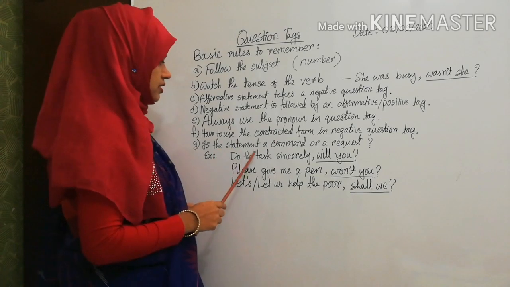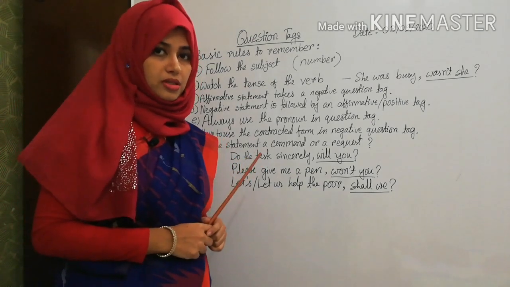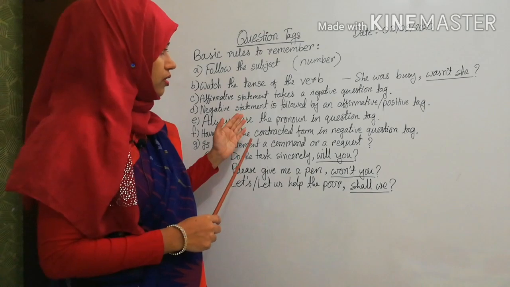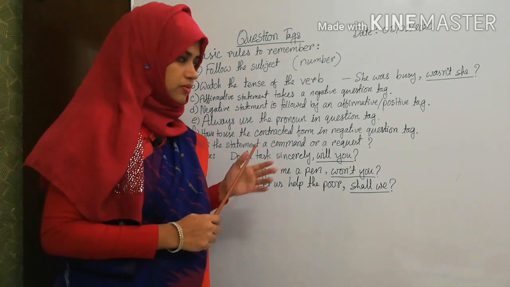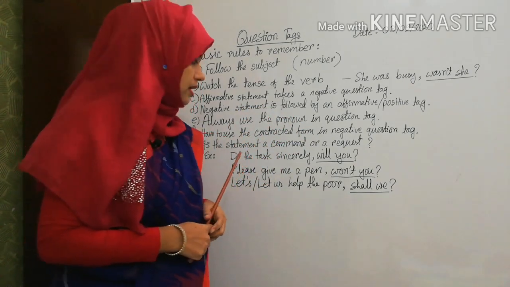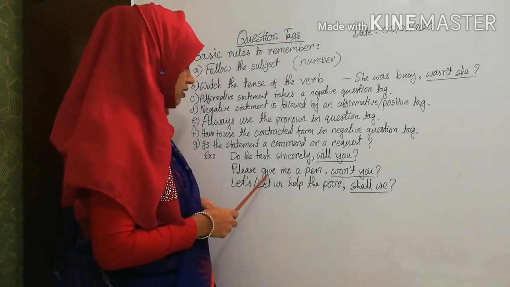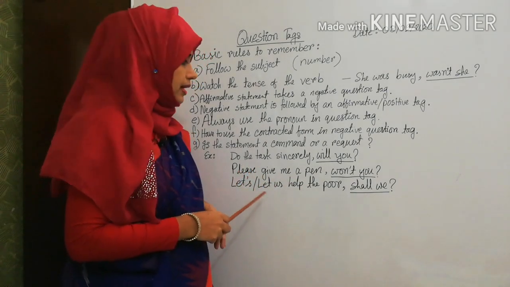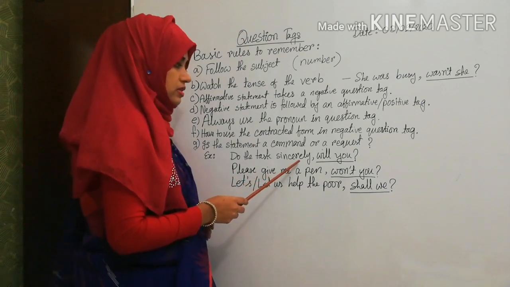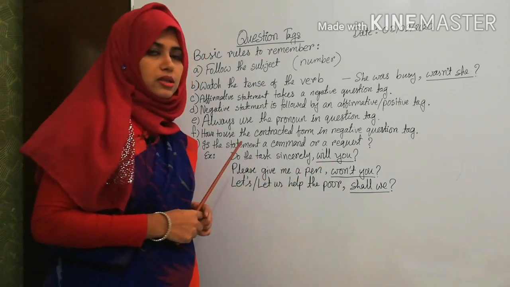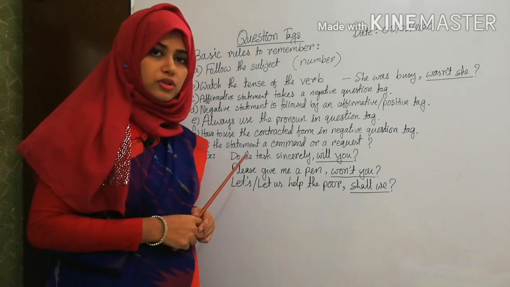Next is, is the statement a command or a request? So, you have to see the kind of the sentence or the pattern of the sentence. First of all, we have learned that if it is an affirmative sentence, negative tag. In case of negative statement, affirmative tag. But when it is an imperative sentence, that means when it is starting with any verb, or if you find any kind of request or proposal, in that case the rules are completely different. See the examples. Do the task sincerely, will you? So, this sentence suggests command. So, when the sentence is suggesting command, in that case you have to use will you.